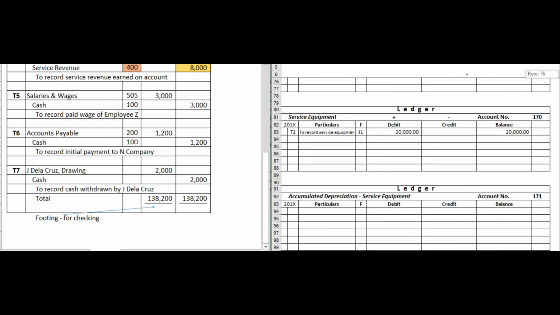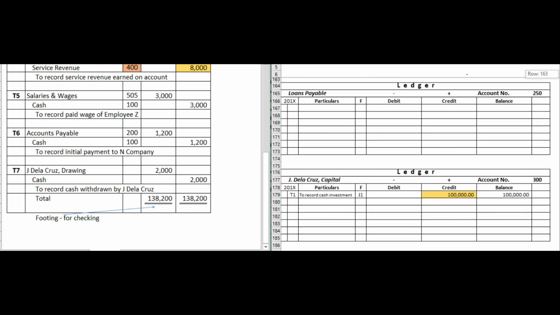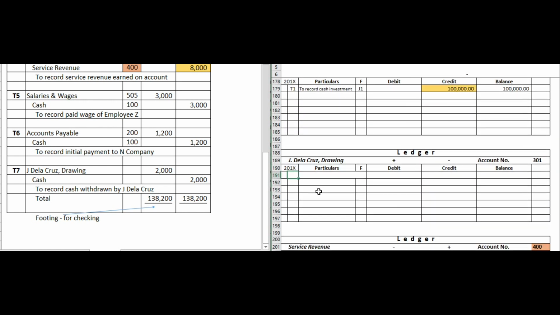Punta tayo sa drawing. Ayan. I-drawing natin. Kulayan natin. Ayan. Explanation. Reference. Ba't parang walang reference yan? I-type natin. Problema ba yan? Okay? Then, debit. Then, balance. Reference, 300. Ayan, 301. Okay?